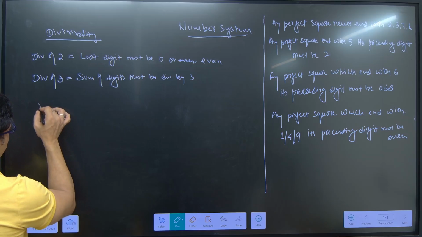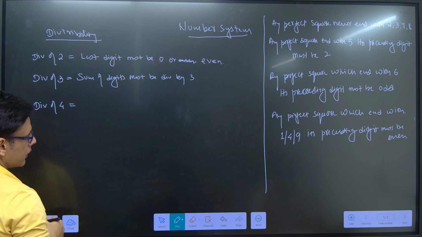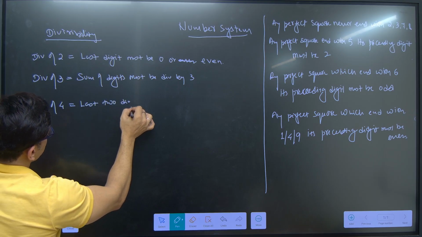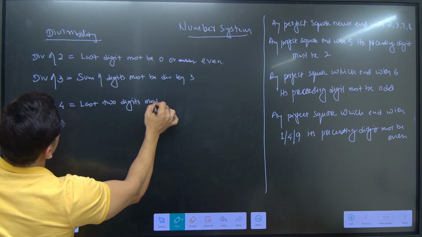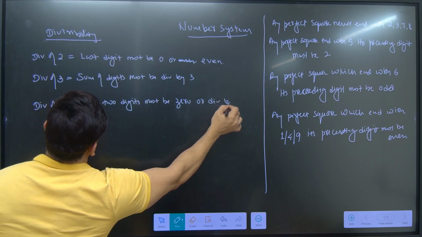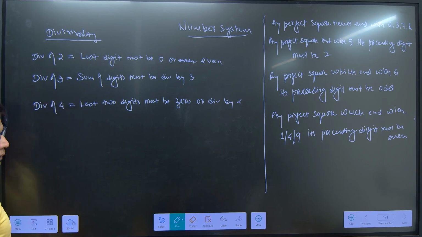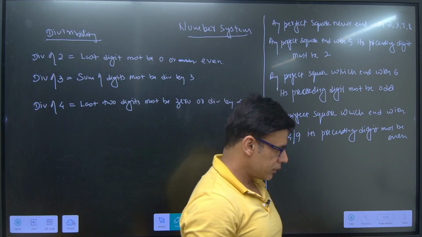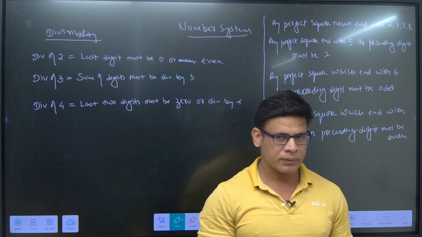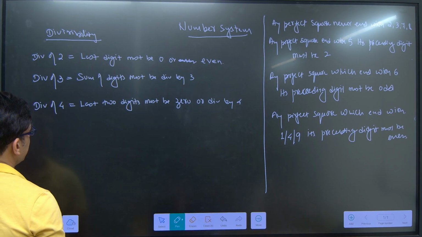Next is divisibility of 4. Divisibility of 4 is: last two digits must be 0 or divisible by 4. Last two digits must be 0 or divisible by 4.